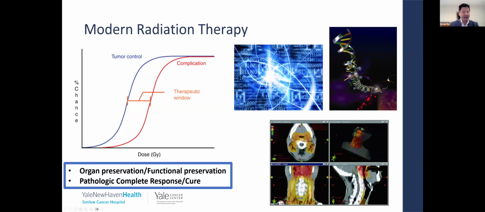The modern radiation therapy, just a word to give you my thoughts, is really, I think, all about trying to use radiation biology, advances in physics and computing technology to really improve our therapeutic index. And there's been a lot of really incredible advances in radiation in the past 20 years. And really, ultimately, the holy grail for radiation is how can we improve functional preservation, organ preservation, and how can we improve pathologic complete response and cure more patients with radiation.